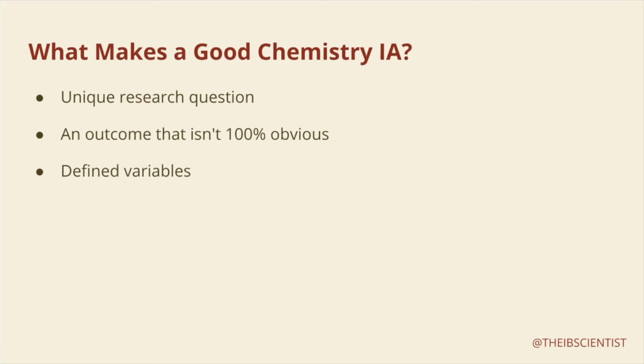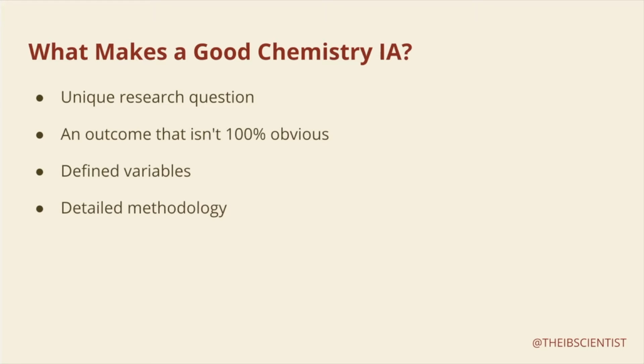And then the one that gets forgotten are the confounding variables. They are just as important because you need to account for them in your write-up and mention what they are and how you're going to mitigate them from skewing your data. So how are you going to control them? You want to make sure that that's mentioned in your IA.